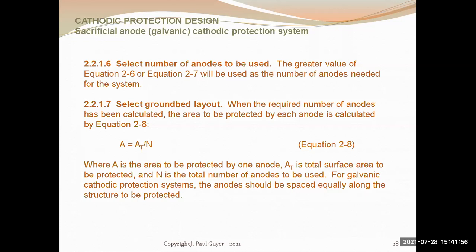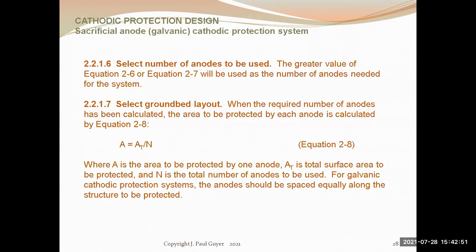The next step, select the ground bed layout. In other words, where do you put these anodes? And generally speaking, with a galvanic or sacrificial anode system, you place them uniformly around the protected structure based on the surface area of the protected structure. So as an example, if you have a 12-inch diameter pipeline and it necks down to a 6-inch diameter pipeline, the anodes would be closer together along the 12-inch reach of the pipe than along the 6-inch reach of the pipe.